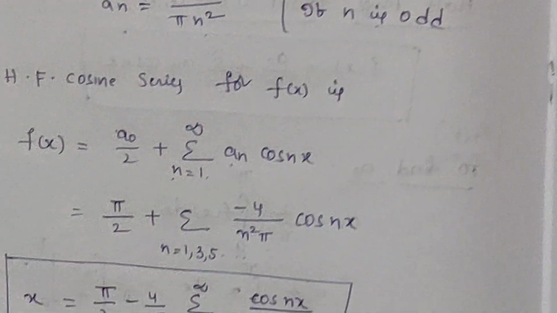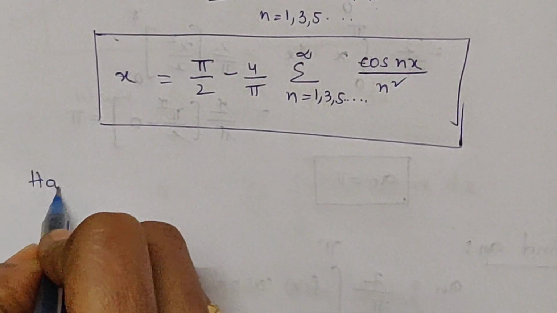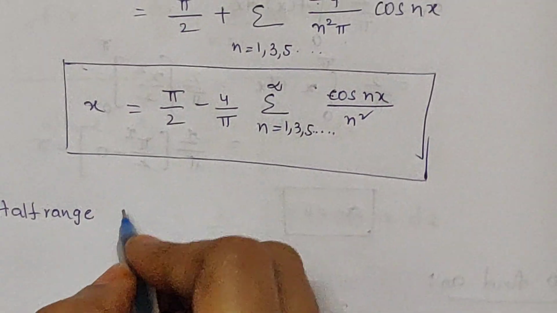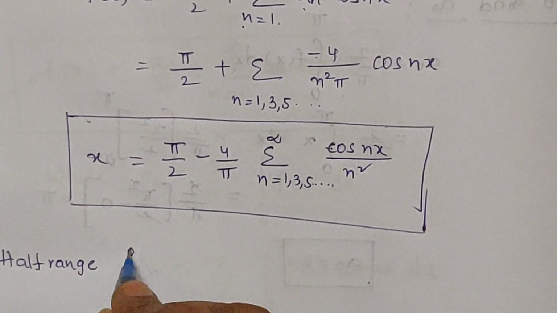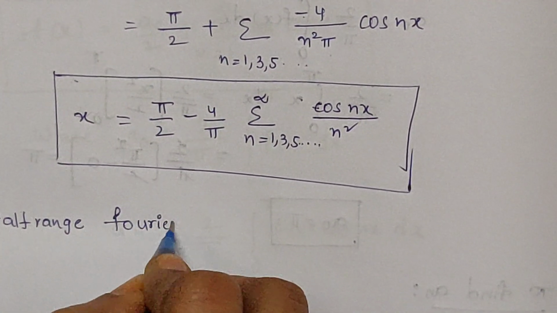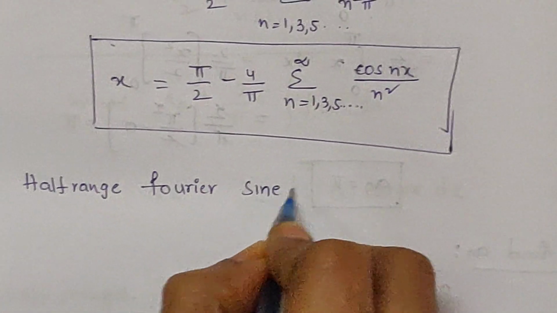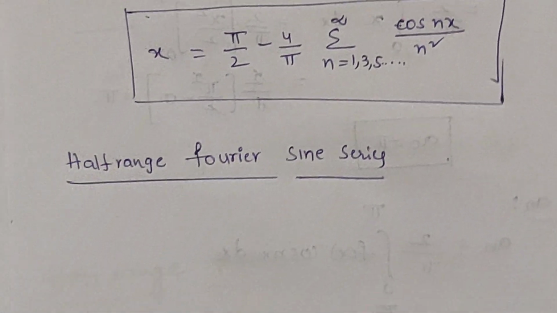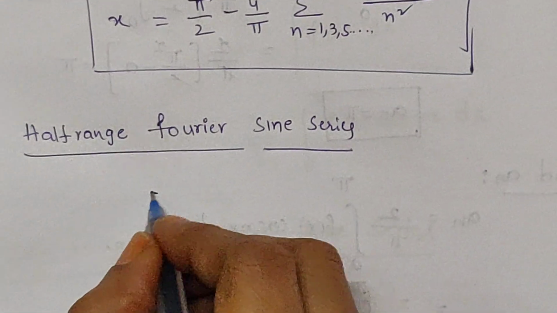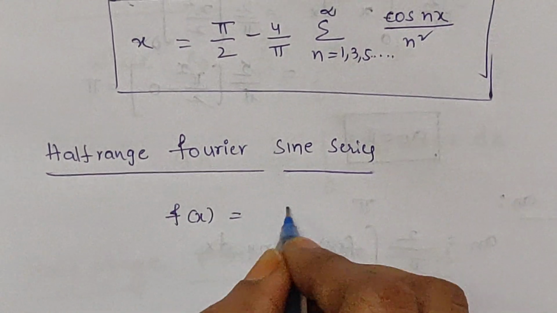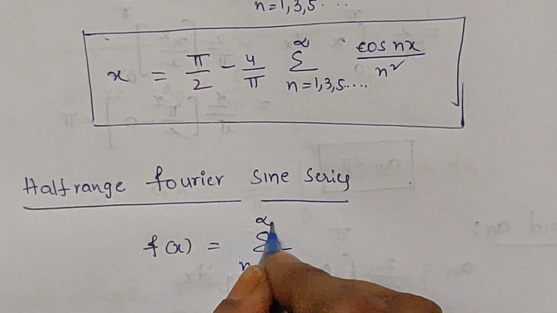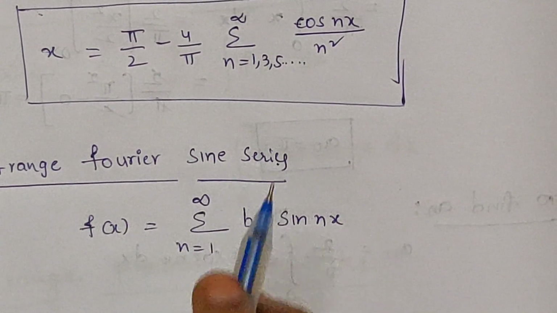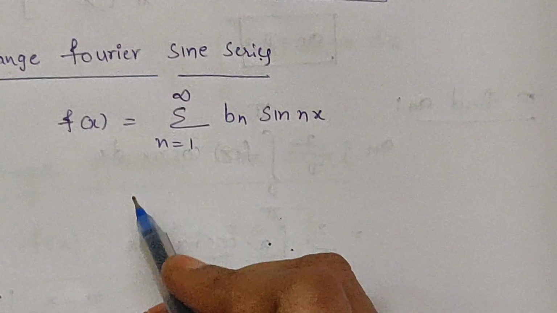So they ask half range, together with the half range Fourier cosine series, they ask half range Fourier sine series also. Now we are finding the sine series to the given function x. Half range Fourier sine series is given by f of x equal to sigma n equal to 1 to infinity bn sin nx. Fourier sine series contains only bn terms.